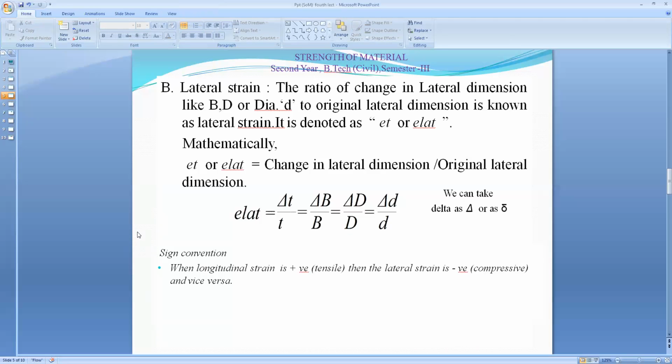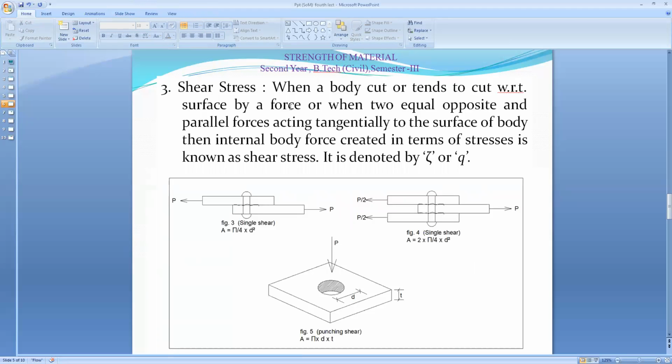Okay, the next point is the shear stress. As we already learned what is meant by stress, the shear force is the force which tries to cut the body, instead of creating compressive or tensile pressure in that body. Let us see the shear stress.